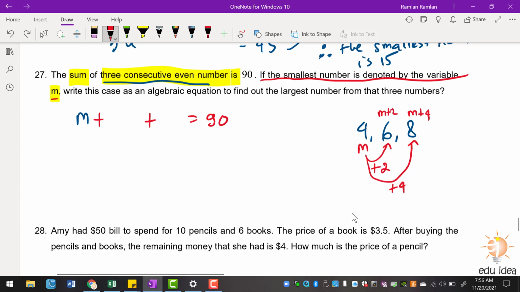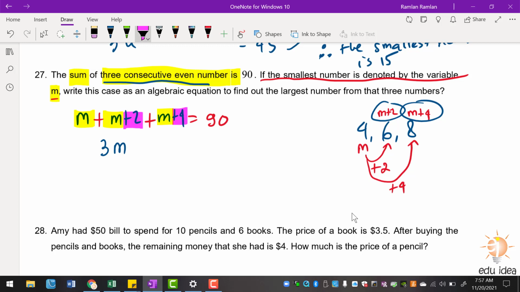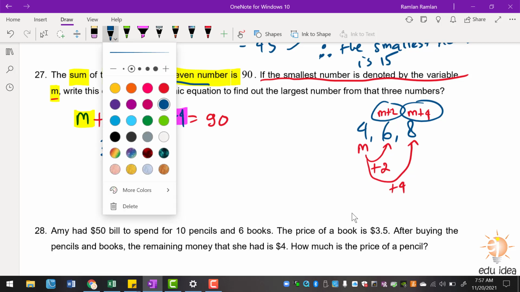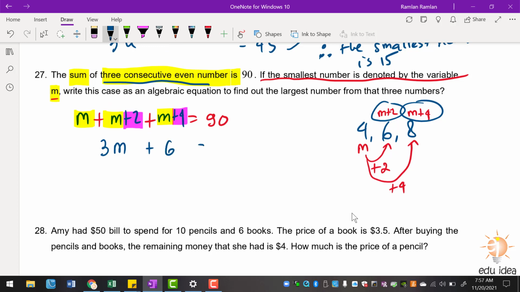Okay, so again, with the second term we have m plus 2, and the third term will be m plus 4. So we have the equation here, and we only need to solve it. The first thing we need to do is simplify the expression. If you see like terms, you combine them. For example, we have m, and then another m, and m plus m will be 3m, right? And then we have another like term, the plus 2 and the plus 4. 2 plus 4 is equal to 6, right? And don't forget to write down the equals sign. So 3m plus 6 will be equal to 90.